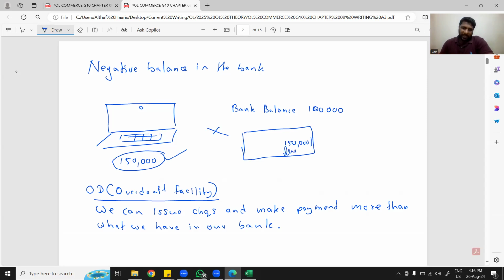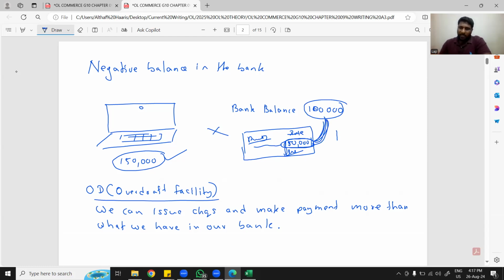And the check is signed. So date will be there. Party will be there. The person who is getting the money, amount in words will be there. So all these details will be there in the check. Now you see, I have issued the check for 150. But in my bank, there is only 100,000. So what is this 50, people?